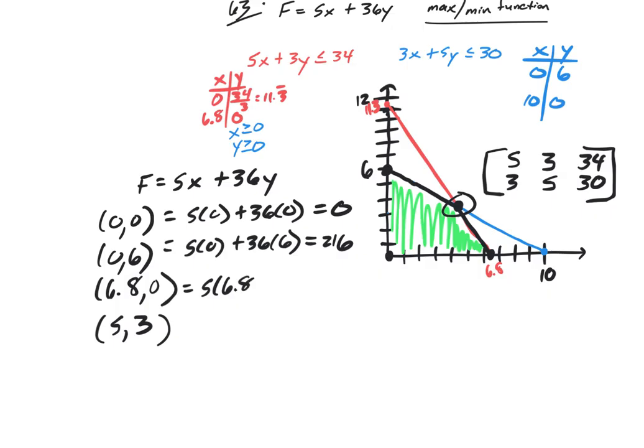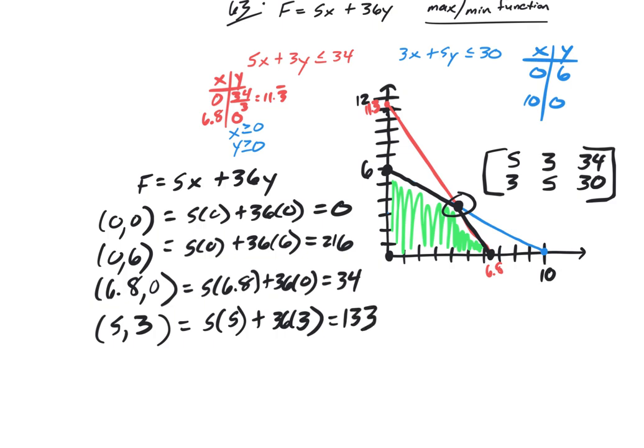Then we got 5 times 6.8 plus 36 times 0, which is just 5 times 6.8. That would give us 34. And then the last one, we're going to do 5 times 5 plus 36 times 3. And that gives me 133.